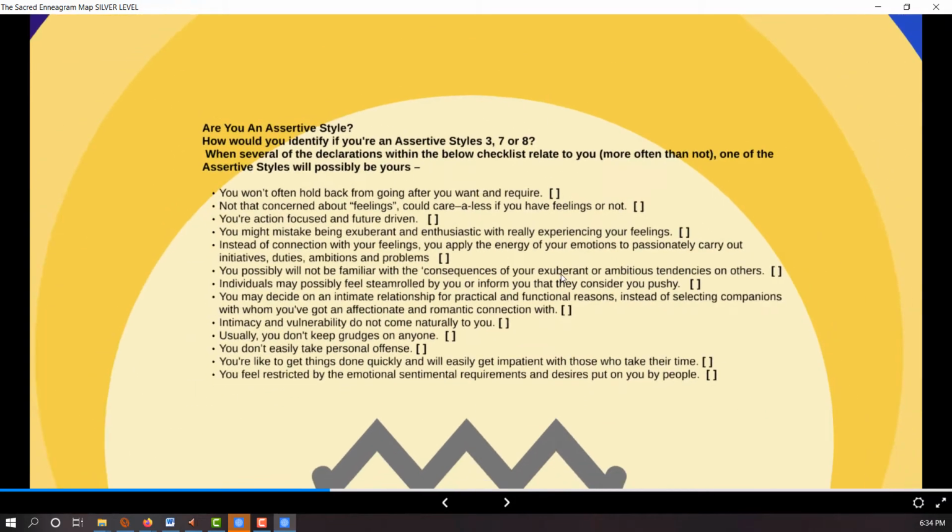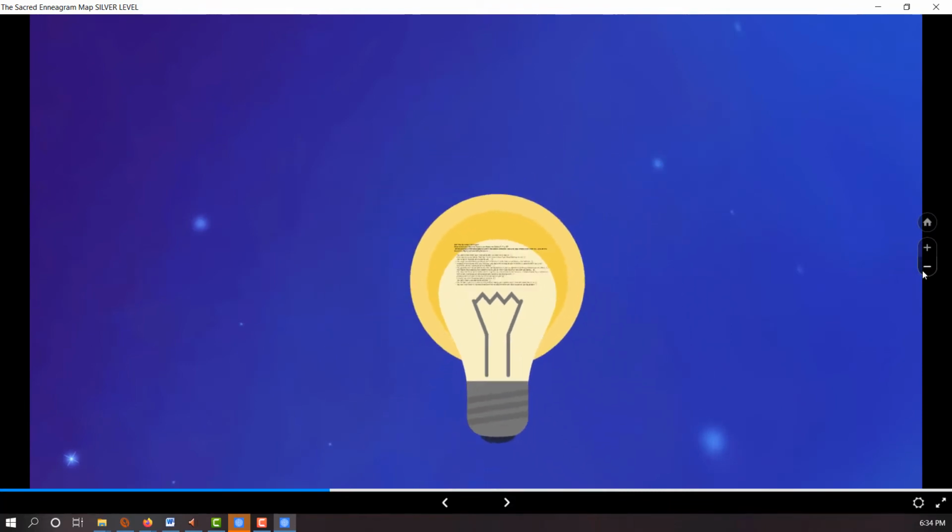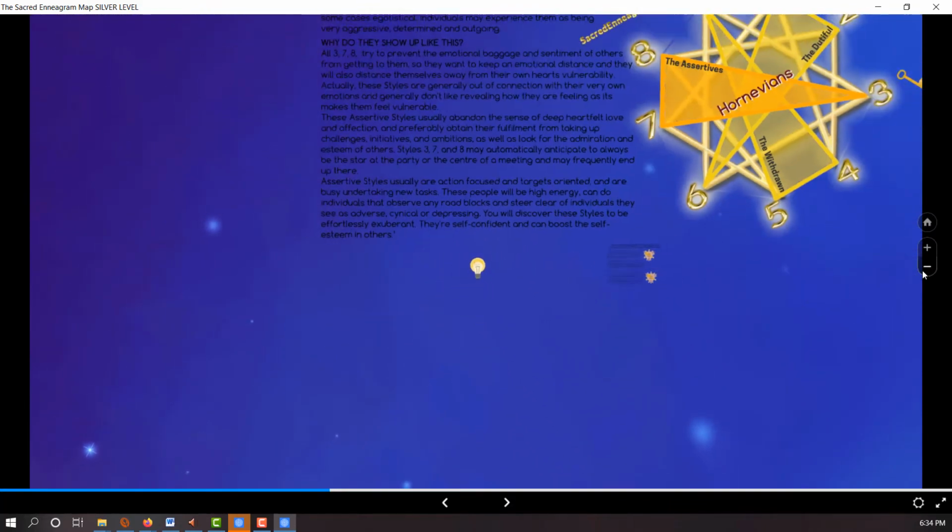So now I'm just zooming out again. Right here, I'll click on the minus symbol on the right hand side to zoom out.